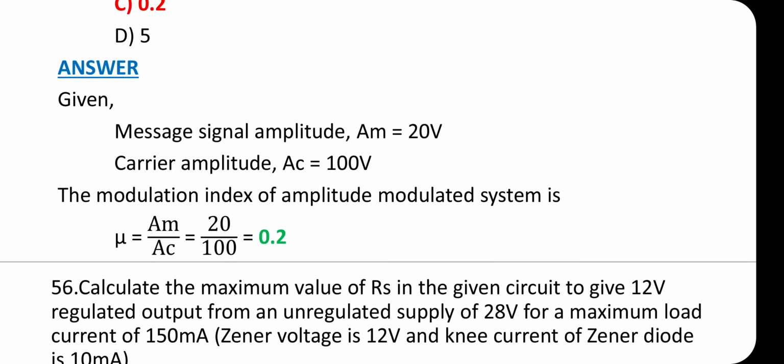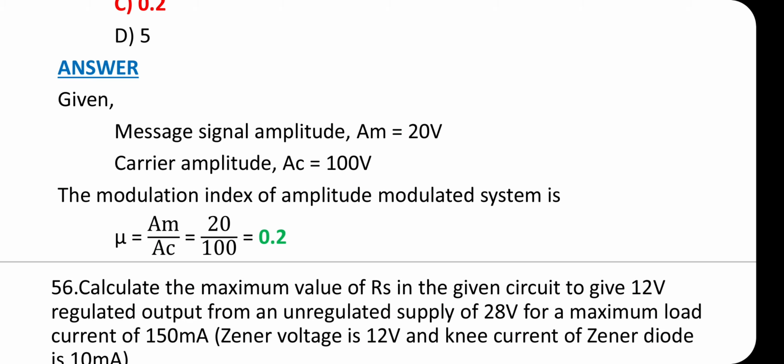Before that, for an amplitude modulated system, the modulation index mu equals AM by AC, where AM is the message signal amplitude and AC is the carrier amplitude. The modulation index of an amplitude modulated wave is independent of the carrier and the modulating signal frequency. Since the modulation index is related to the carrier amplitude through an inverse relationship, we conclude that the plot of modulation index versus carrier amplitude will result in a hyperbola.